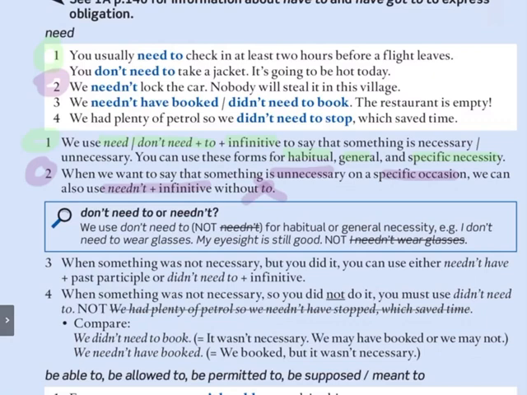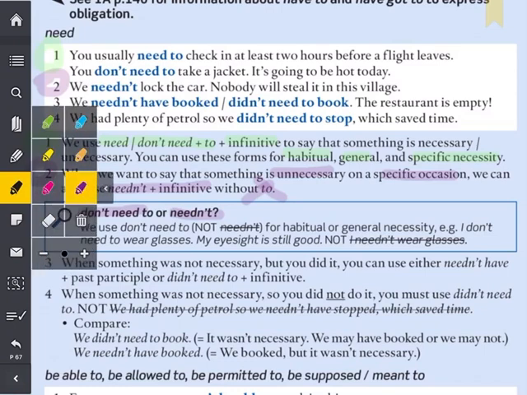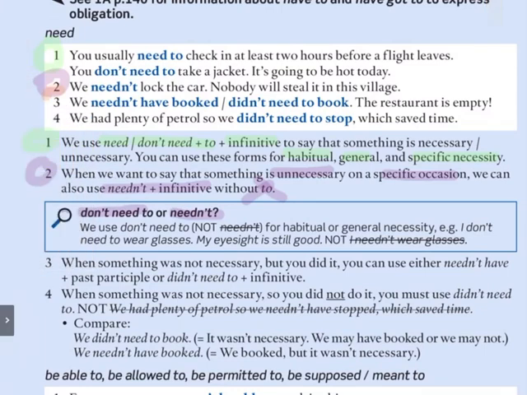Now, don't need to or needn't. We use don't need to, not needn't, for habitual or general necessity. For example, I don't need to wear glasses. Habitual or general. My eyesight is still good. You cannot use I needn't wear glasses. Okay, because it is for a specific occasion. Okay, how are we doing? So far, so good? Well, let's look then at number 3.